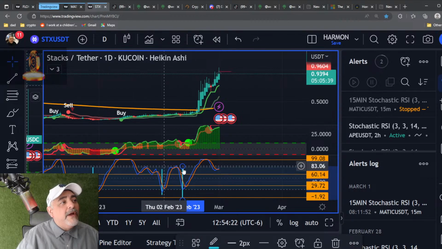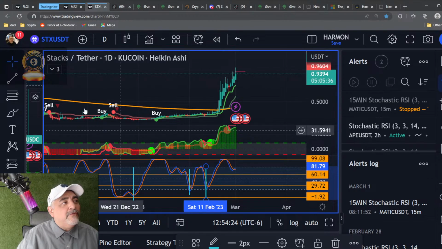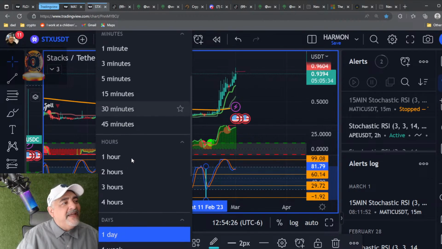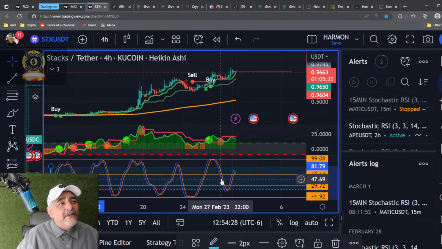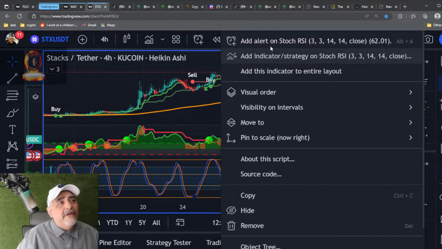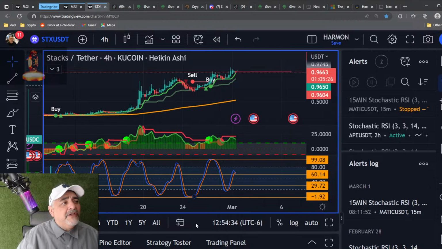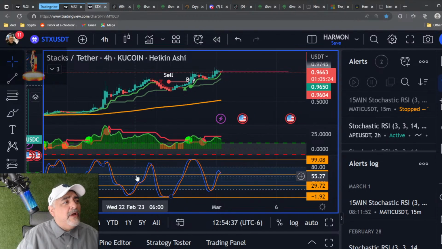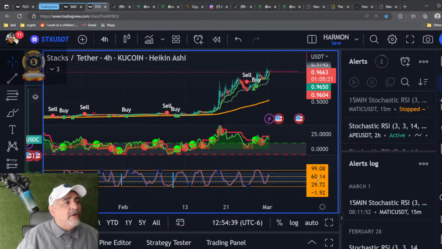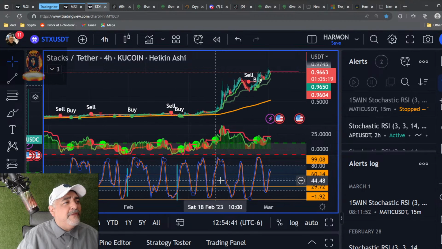Now, where you would close these deals, right? You enter on the daily, you close on the 4 hour. And you just set an alarm by hitting a right click here. RSI, you just hit it, and then when they cross, you get an alert. It tells you when it crosses. Very simple.